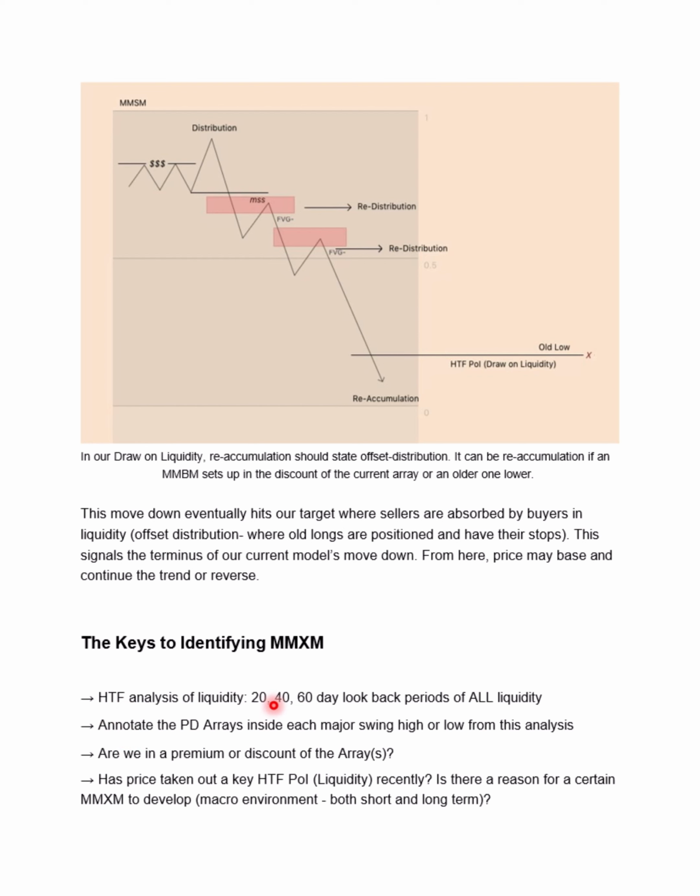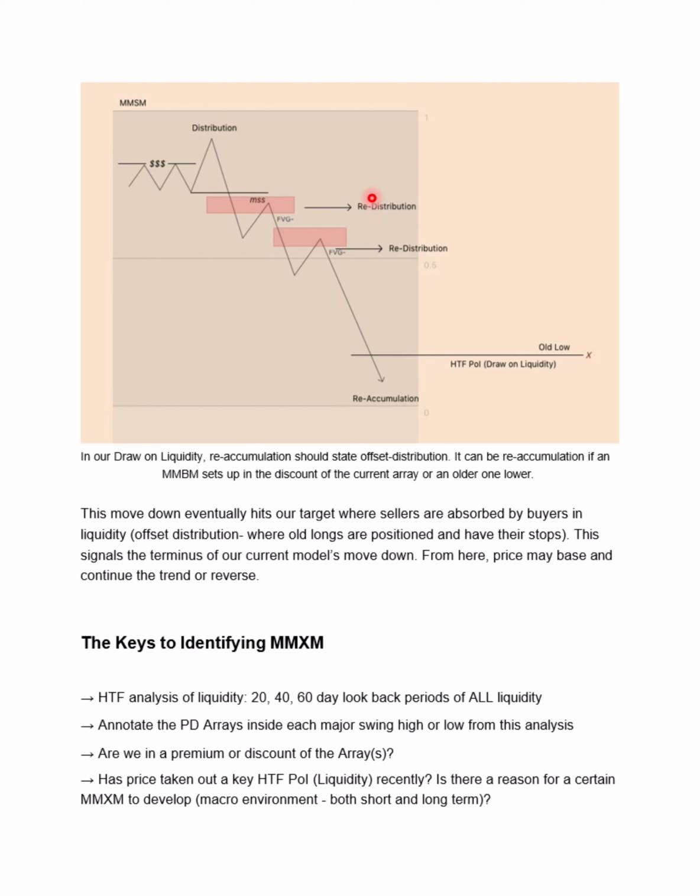Another one: annotate the previous day array. This will identify either the previous day low or the previous day high. Before taking any trade, just identify. Let's assume this is your previous day low and this is your previous day high. Just mark them first. Are we in a premium or discount array, or are we at either this low or this high?